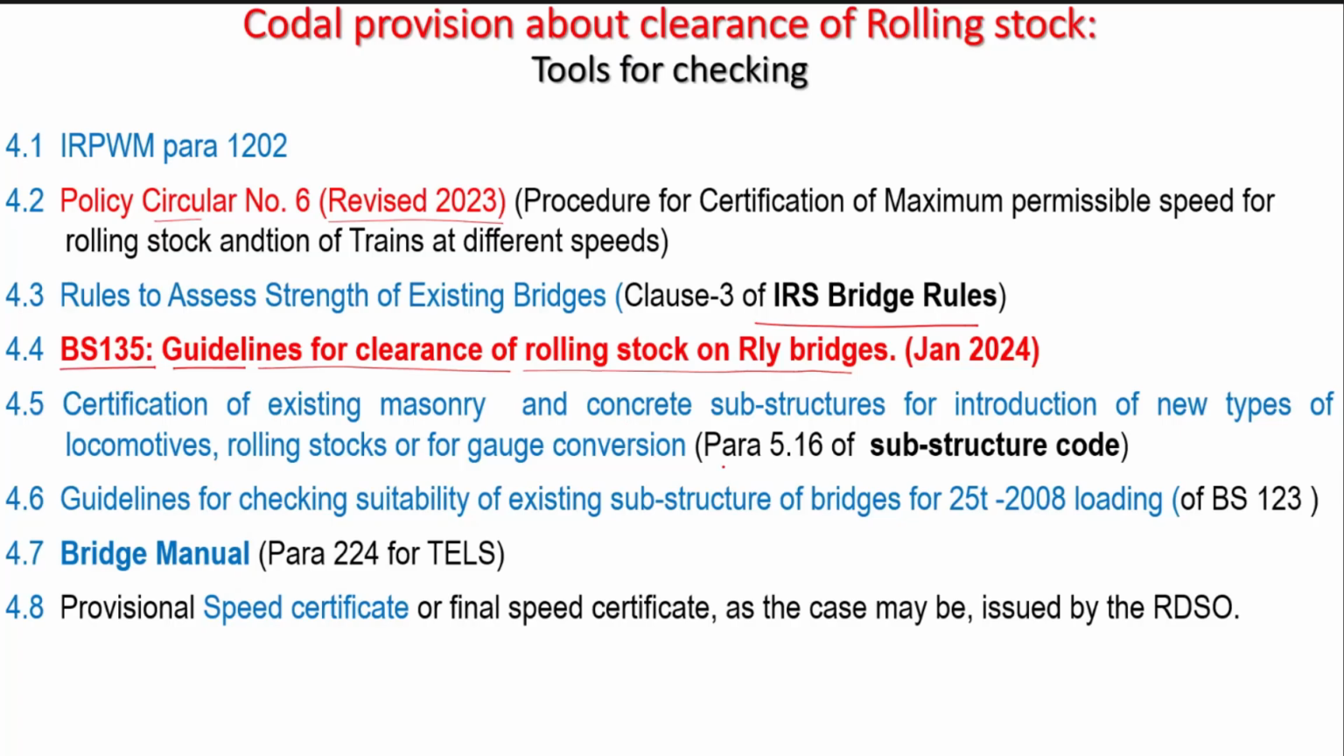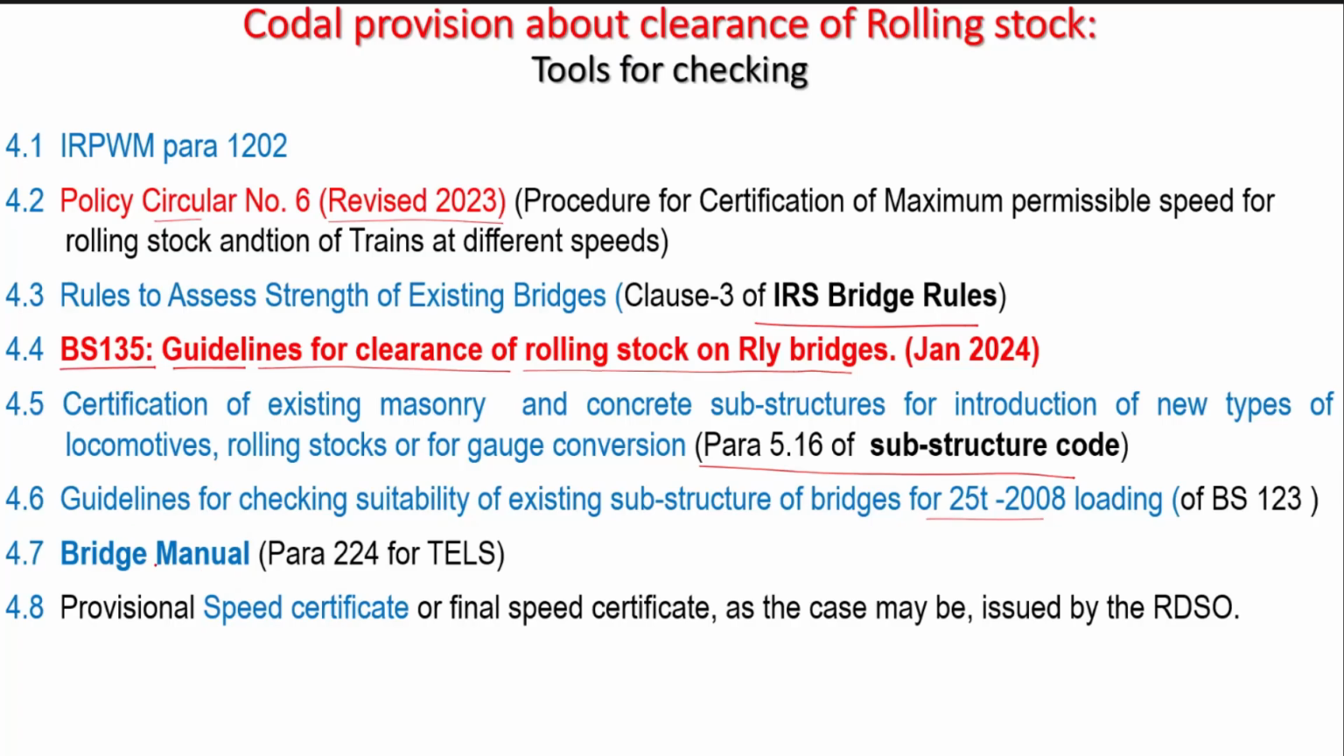Second is the substructure code para 5.16 about the certification of the existing masonry and concrete substructure for introduction of new type locomotives, that we will discuss. Third is the guideline for checking the suitability of the existing substructure for 25-ton loading, which was issued by RDSO as BS 123.